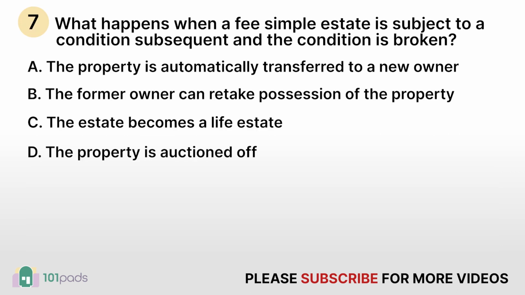What happens when a fee simple estate is subject to a condition subsequent and the condition is broken? A. The property is automatically transferred to a new owner. B. The former owner can retake possession of the property. C. The estate becomes a life estate. D. The property is auctioned off.